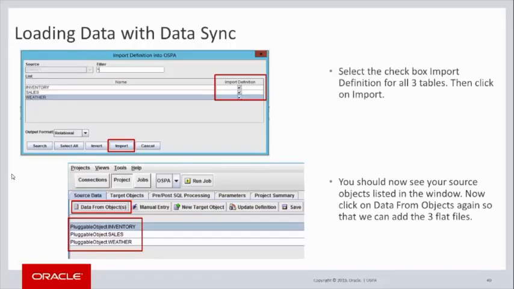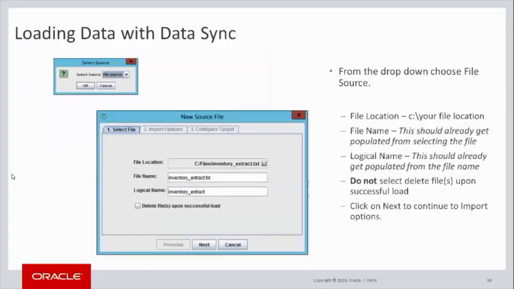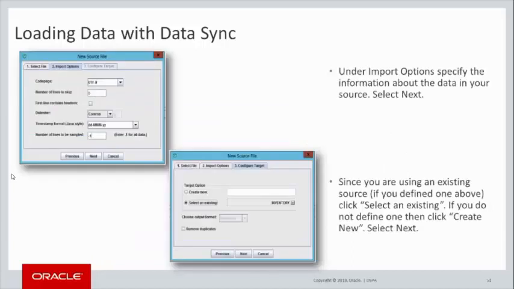Objects again so that you can add three flat files that are source. From the drop-down, choose File Source. For file location, specify your file location. For file name, this should already get populated from selecting the file. Logical name, this should already get populated from the file name. Do not select Delete Files upon successful load. Click on Next to continue to Import Options.